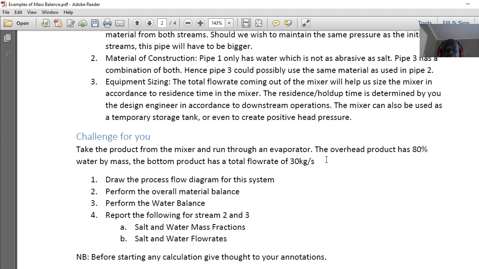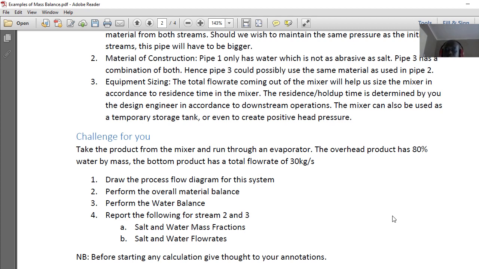I'd like you to do the following. Draw the process flow diagram for the system, perform the overall material balance, perform the water balance, and then report the following for stream 2 and 3. Salt and water mass fractions, that's the first thing I want.